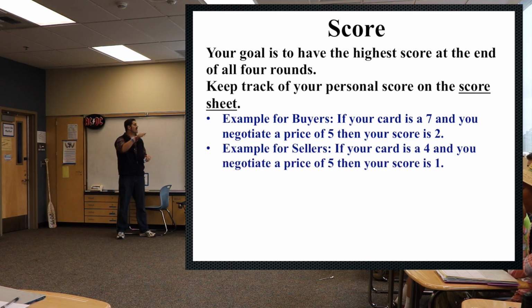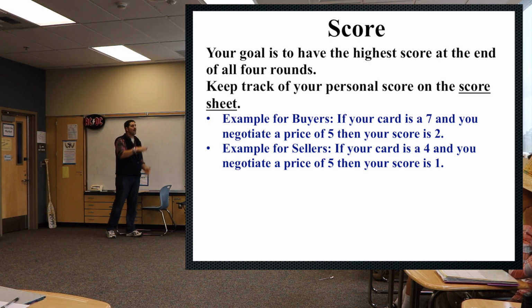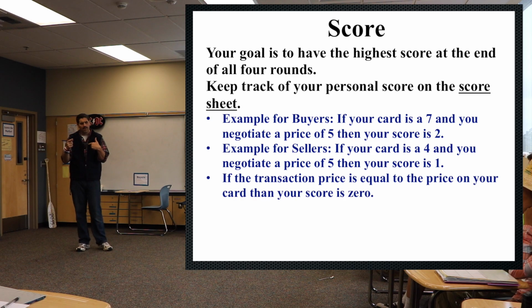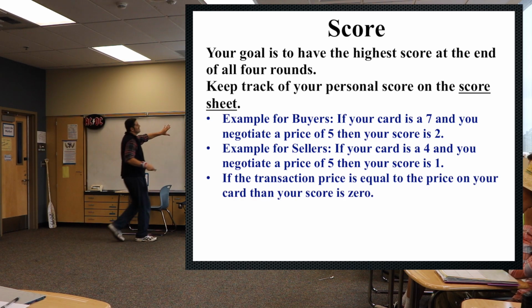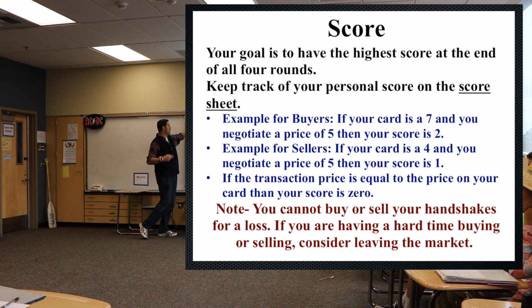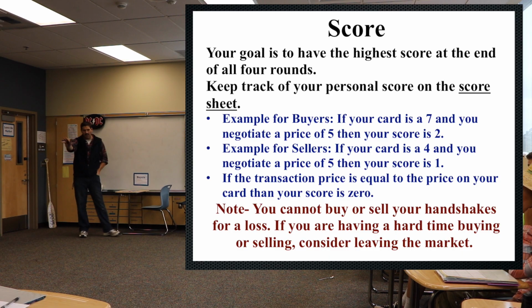If you're a seller and your card said 4, and you negotiate a price of 5, then your score is 1. Now what happens if the price on your card and the negotiated price are the same? What's your score? 0, right? And of course, the last thing is you can't buy or sell for a loss. If you have a hard time buying or selling, consider leaving the market. And I leave it up to you if you want to leave the market or not.